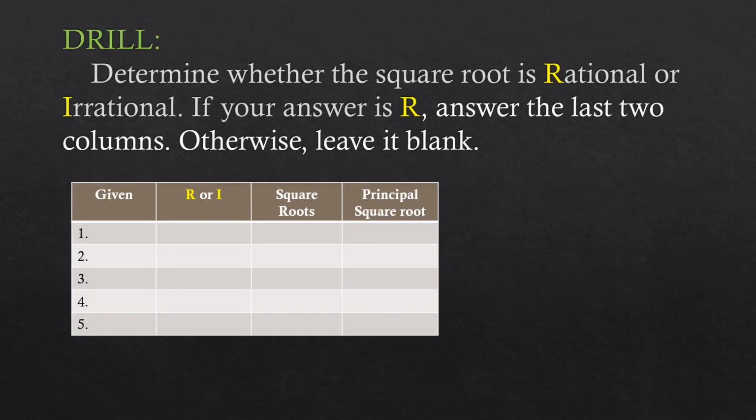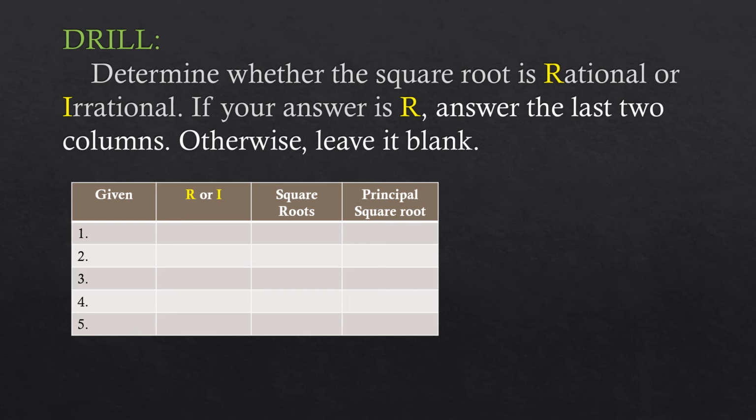Let us do the drill. Determine whether the square root is rational or irrational. If your answer is R, meaning rational, answer the last two columns. Otherwise, leave it blank. So if your answer is I, irrational, you don't have to answer the last two columns.